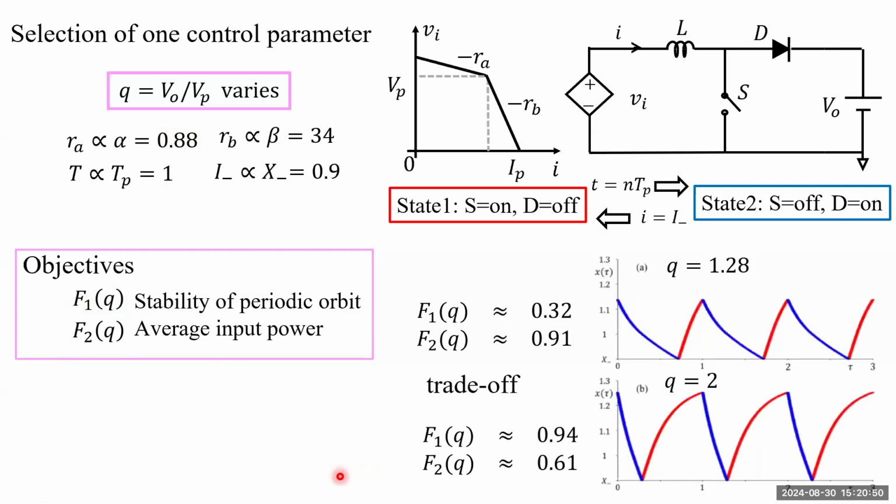Using the exact piecewise solution, we have calculated the period 1 waveform. In this case, Q is 1.28. Stability is not so strong, but efficiency is high. And in this case, stability is strong, but efficiency is not so high. These basic calculations suggest the existence of a trade-off between the 2 objectives. Then we consider this trade-off, the BOP, in more detail.